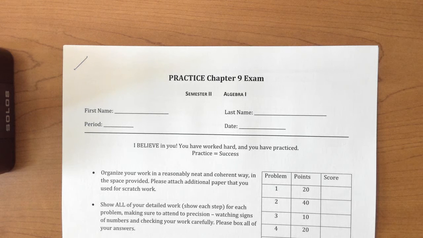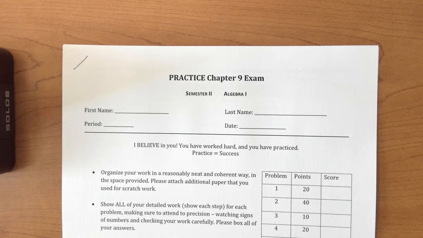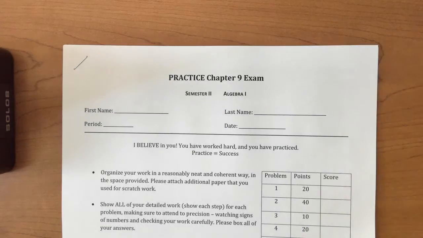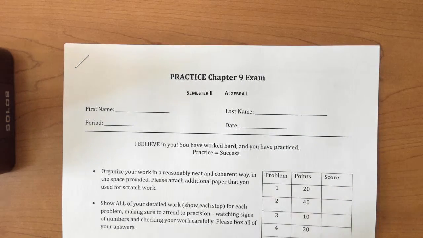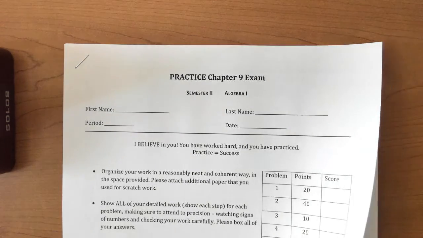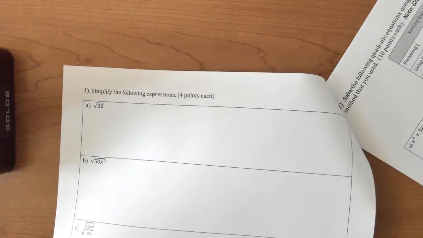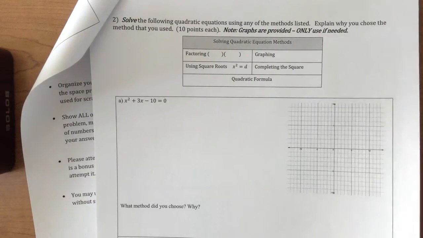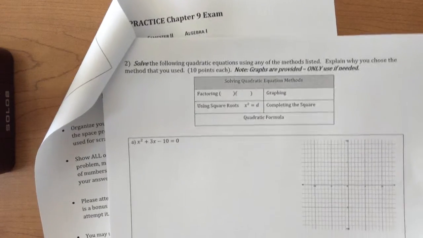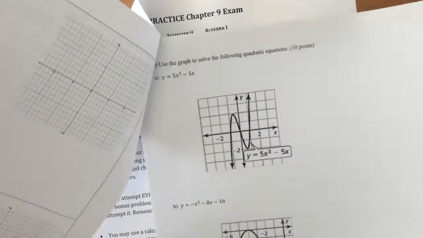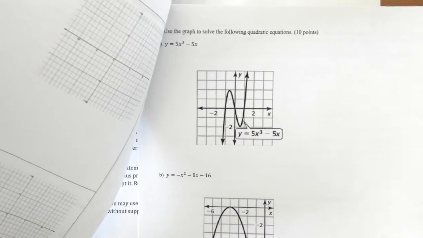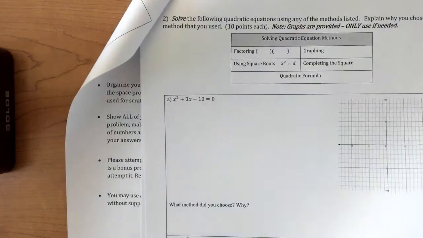Hi everybody. So I am going to go over the Practice Chapter 9 exam, but what I'm going to do is I'm going to cover the most important problems on this test. So the most important problems that I need you to really concentrate and spend your time on is question number 1, which has to do with simplifying radicals, which is right here. Question number 2, which has to do with solving the following quadratic equations. Question number 3, which is reading a graph to solve a quadratic equation.